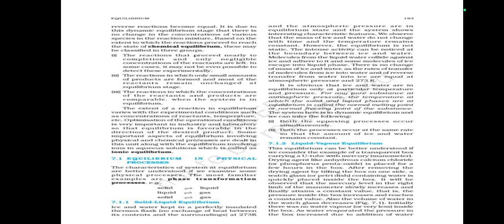It is obvious that ice and water are in equilibrium only at a particular temperature and pressure for any pure substance. At atmospheric pressure, the temperature at which the solid and liquid phases are at equilibrium is called the normal melting point or normal freezing point of the substance. The system here is in dynamic equilibrium, and we can infer the following: first, both the opposing processes occur simultaneously. Second, both the processes occur at the same rate, so that the amount of ice and water remains constant. Liquid-vapor equilibrium.